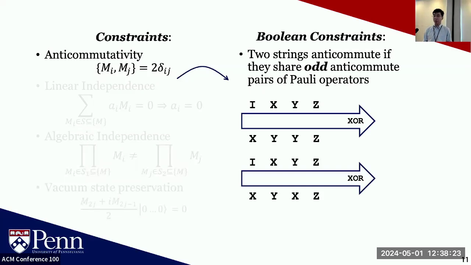First is the anti-commutativity. So we see that any two Pauli strings from the Majorana strings need to anti-commute. And it is obvious that two Pauli strings anti-commute if they have an odd number of anti-commuting Pauli operator pairs. And we already know how to test the anti-commutativity of Pauli operators. So we test the pairwise anti-commutativity, and we use XOR to get the parity. Since we are expecting an odd number of anti-commuting Pauli operator pairs, the outcome should be true.